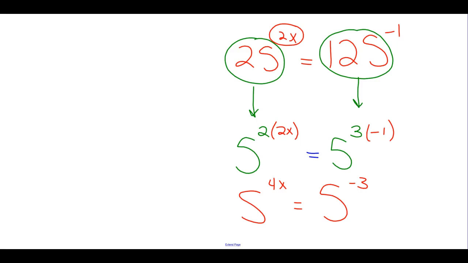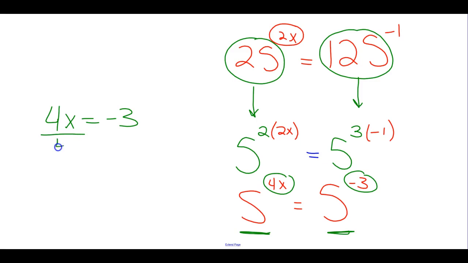So therefore, if the bases are now the same, they're both 5s, we take the exponents, we set them equal to each other, so 4x equals negative 3. How would I solve for x if it's multiplied by 4? Divide both sides by 4. Therefore, x equals negative 3/4.